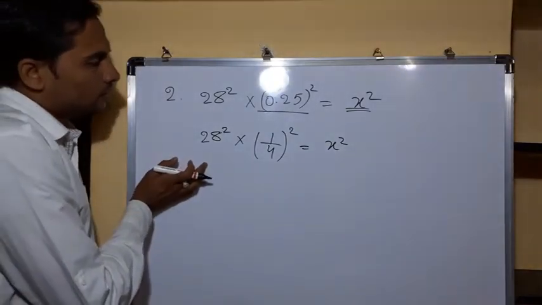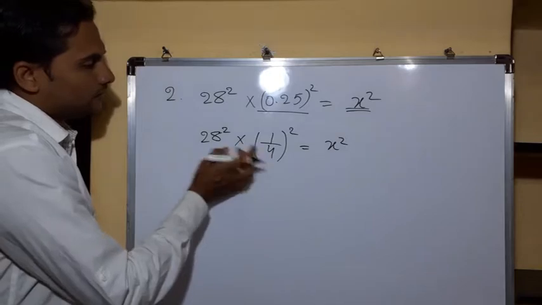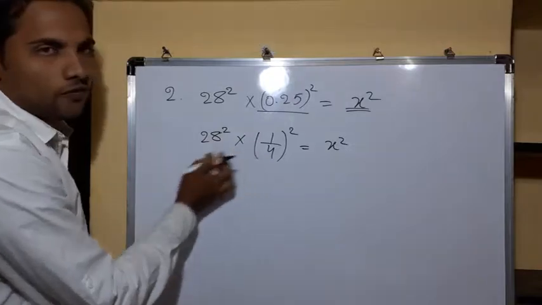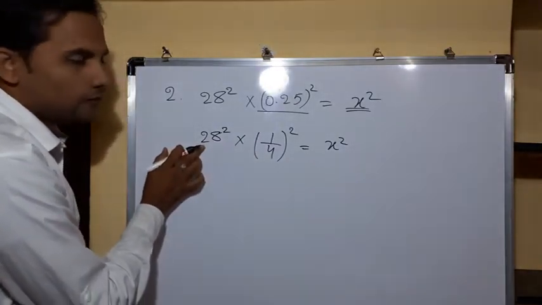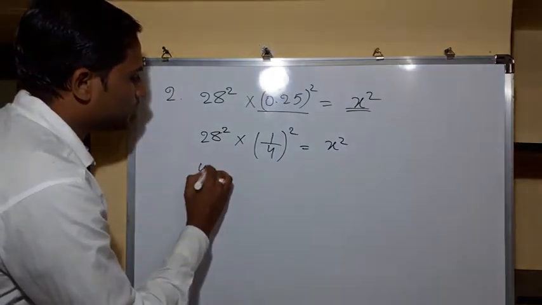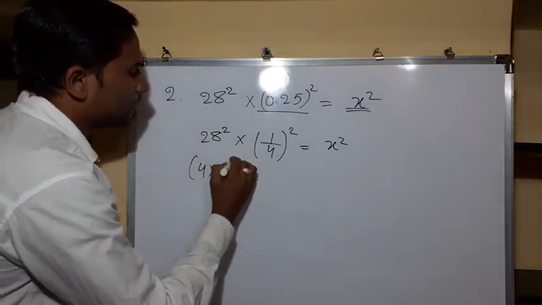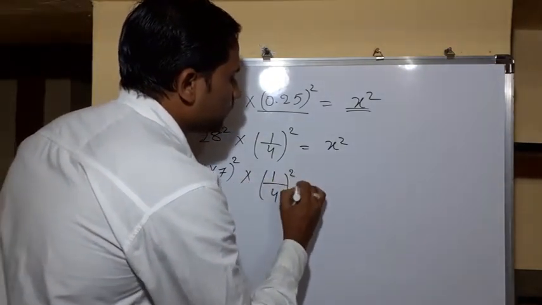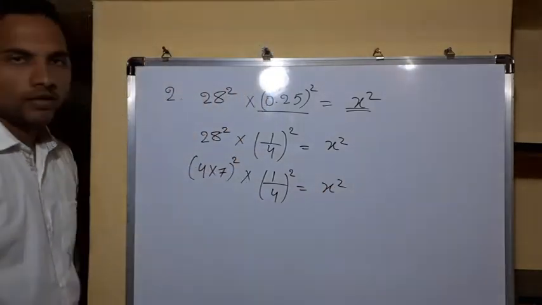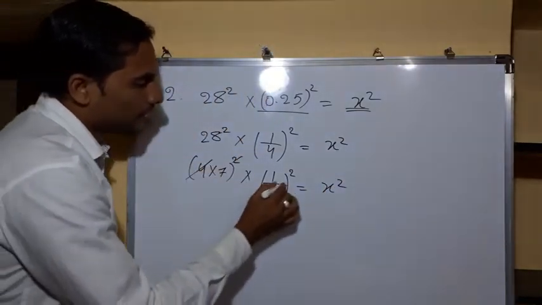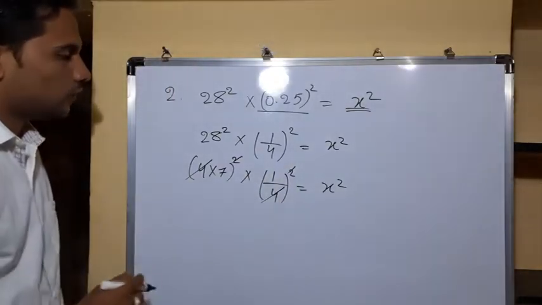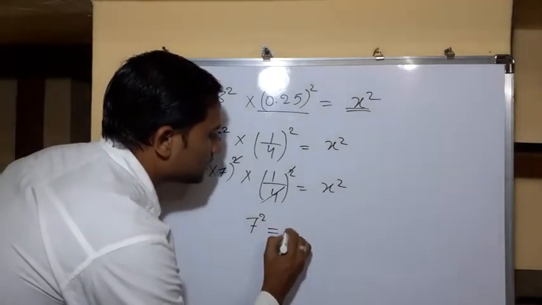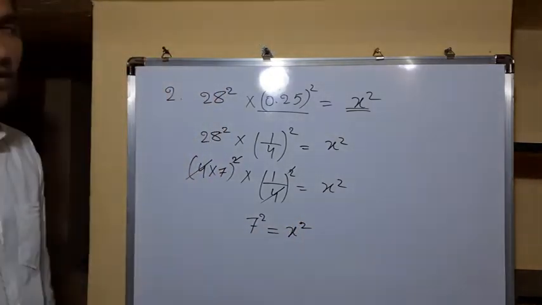Now, friends, I need to cancel, right? See, this 28 is divisible by 4, right? But can we split this 28 in terms of 4? Yes, it is possible. 4 sevens are 28, right? So 4 into 7 whole square into 1 by 4 whole square is equal to x square. Now this 4 square and this 4 square will get cancelled, right? Now what is left? This 7 square and x square. So 7 square is equal to x square.